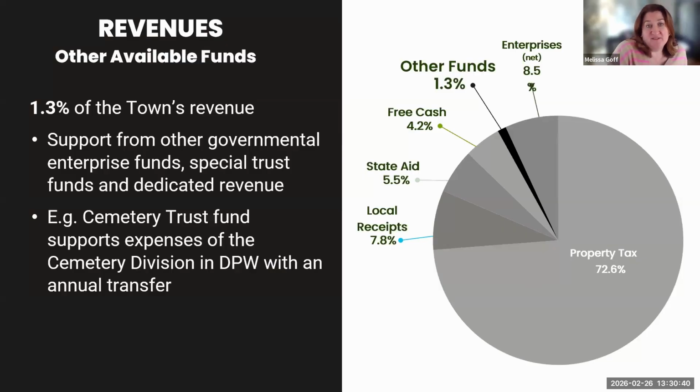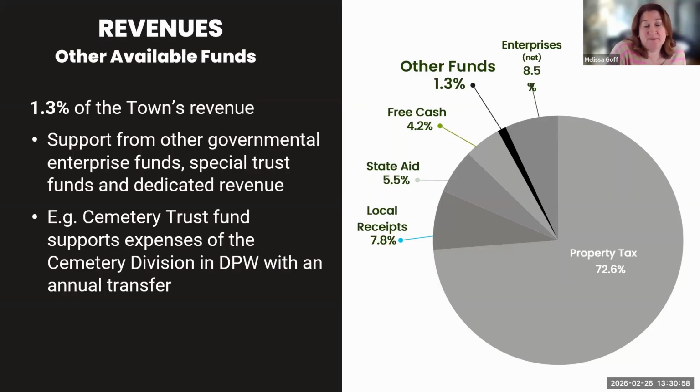So other available funds, these are essentially payments that come from some trust funds that have employees on them. So we have our revolving fund for recreation related programs. We have our water and sewer enterprise fund, and we have our golf enterprise funds.